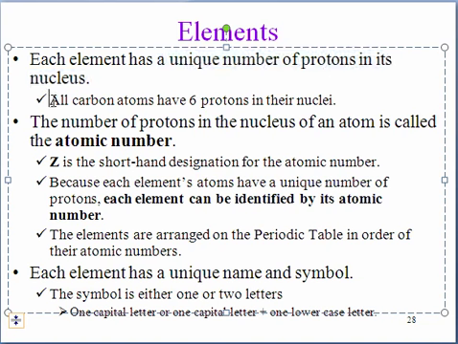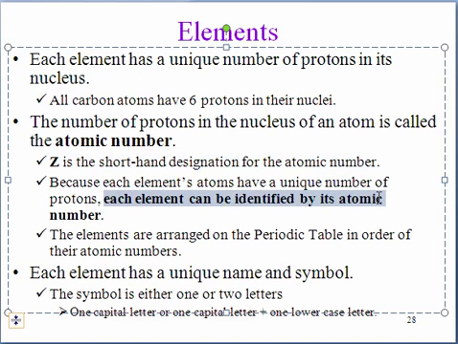So for example, all carbon atoms have 6 protons in the nuclei, and if a nucleus has 6 protons, it must be carbon. The number of protons in the nucleus is so important, it's called the atomic number, because the atom is defined by it. Capital letter Z is often used to designate the atomic number.